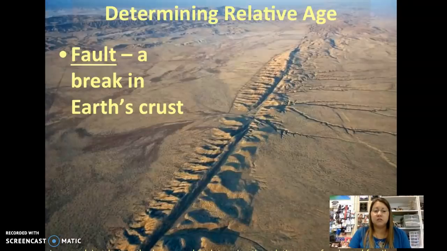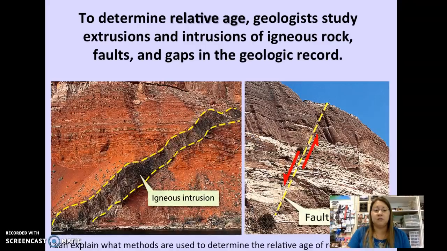So faults can be used to determine the age of relative material as well. In order to determine relative age, geologists and scientists are going to study extrusions, intrusions of igneous rock, faults, and gaps in the geologic record, which is called an unconformity. Scientists also study index fossils, which we'll get to in just a minute.